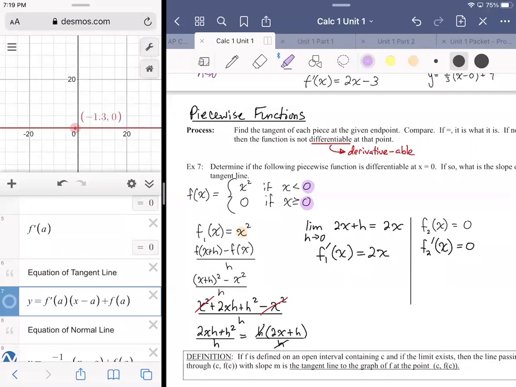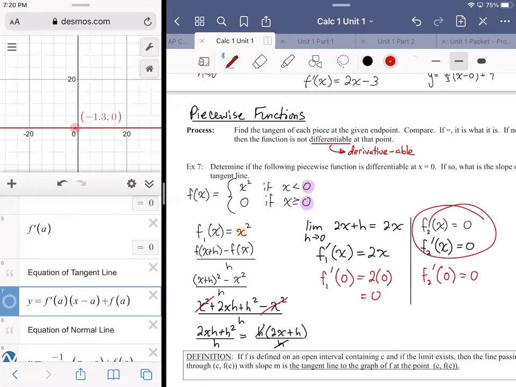But my derivatives are also going to be equal to 0. So f sub 1 prime of 0, 2 times 0 is equal to 0. And f sub 2 prime of 0 is equal to 0 without any substitution, because it always has to be equal to 0, because that's the relationship. All right, because these two things are the same, we would say f of x is differentiable for all x.